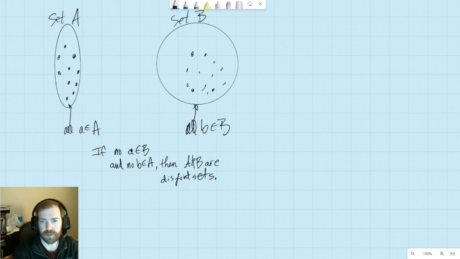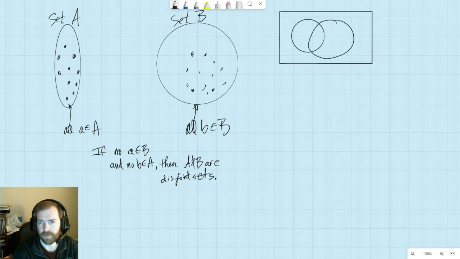So some of the other relationships that we could have involve drawing out Venn diagram type things and saying, okay, here's set A, here's set B. What kind of relationships exist between these things?